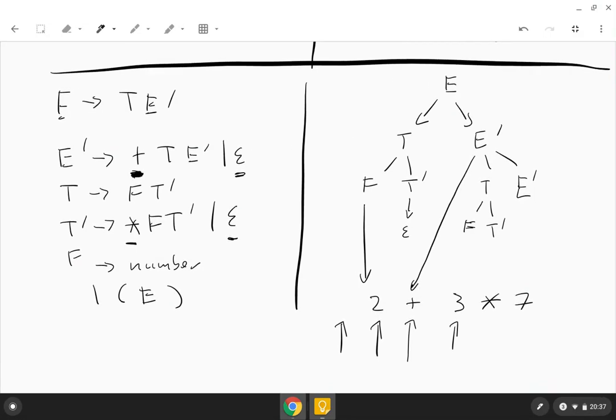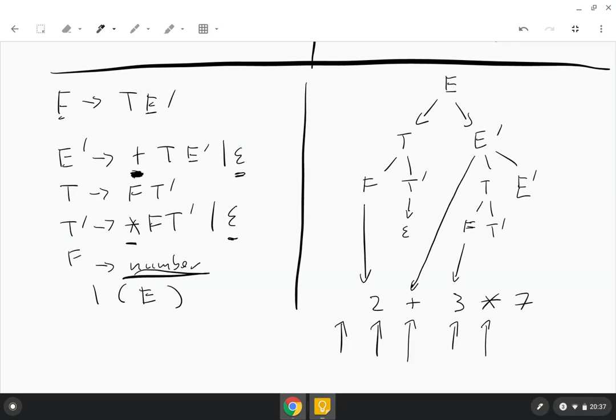We haven't consumed it yet. And F is our current production that we're trying to derive. So for F, we see a number. So what's the production we use? The number production. Now we have T prime. So in this case, our look ahead, after we consume 3 because we saw number.